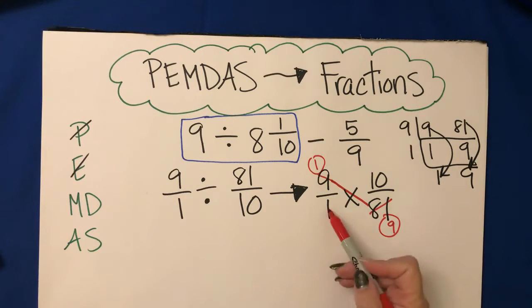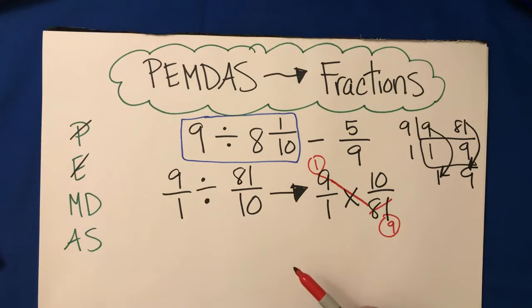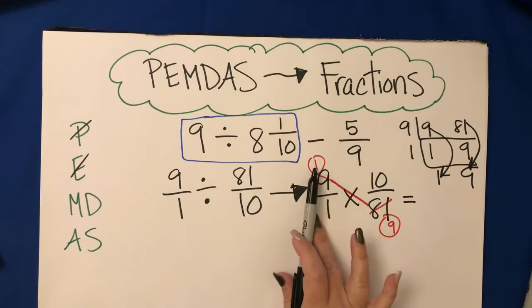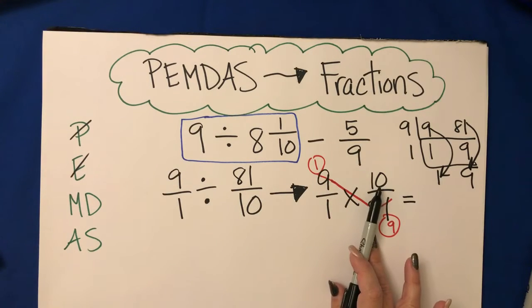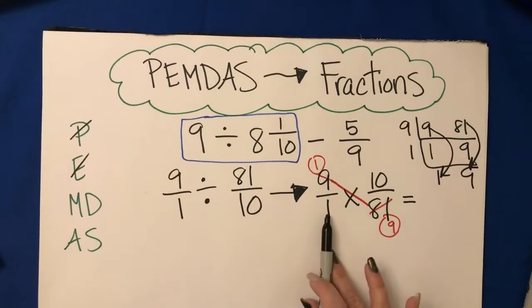And then the 1 and the 10, we can leave those as they are and just get ready to multiply across. So now instead of a 9, we have 1 times the 10. And then we have a 1 times the 9 down here on the bottom.